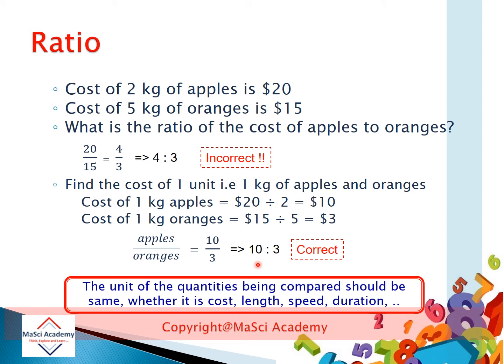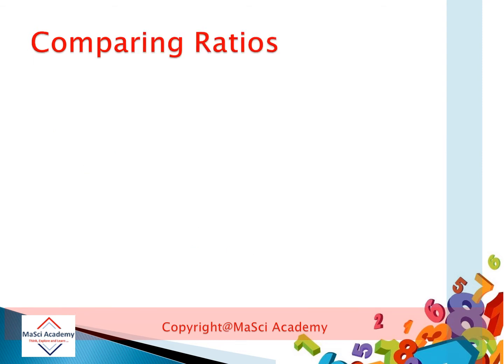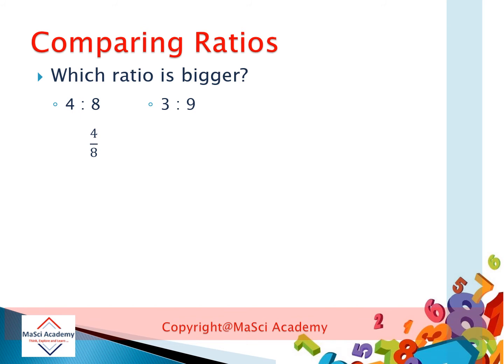So we need to be very careful about the unit when finding ratios. The unit of the quantities being compared should be same, whether it is cost, length, speed, or duration, or even anything else. How do we compare two ratios? Which ratio is bigger, 4:8 or 3:9? 4:8 can be written as 4/8. 3:9 can be written as 3/9.